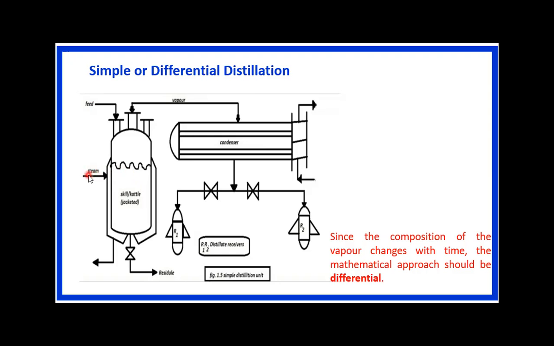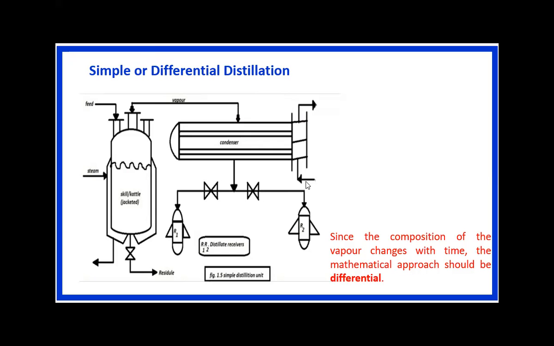We continuously supply this steam, and when the liquid components are converted into vapors after reaching the bubble point, or the boiling point of the pure component, these vapors go towards the condenser. In this condenser there is an arrangement for coolant in and coolant out, with a provision through these nozzles.